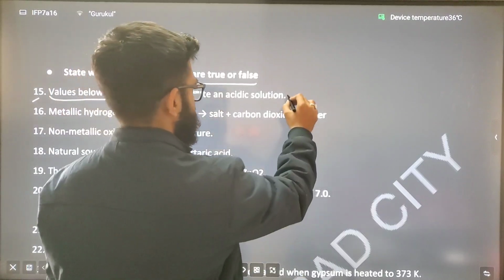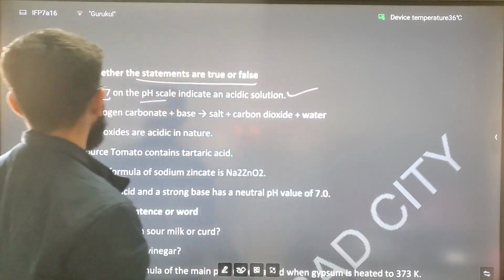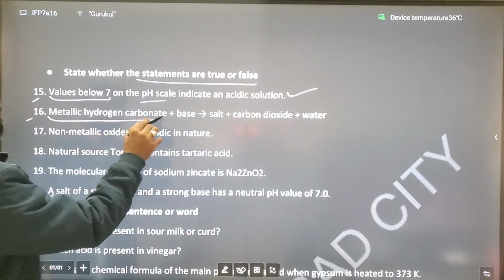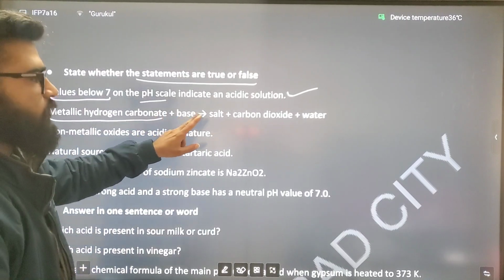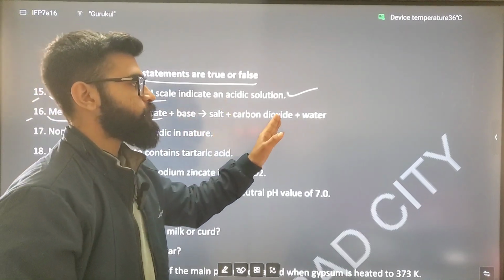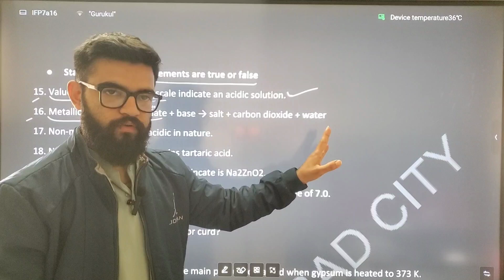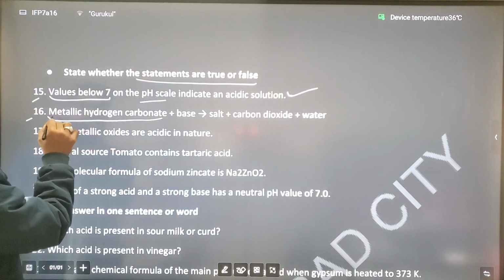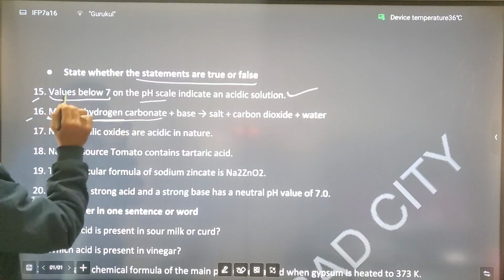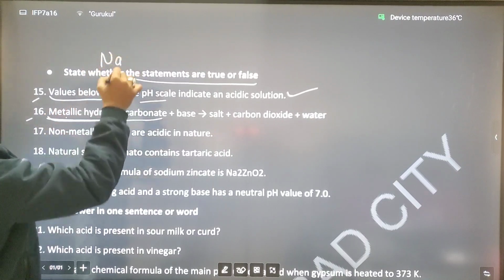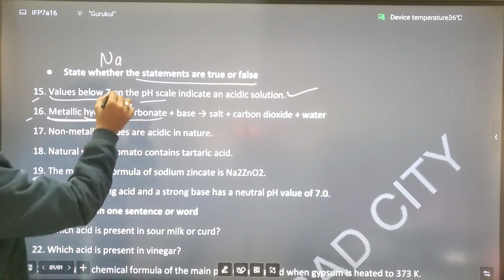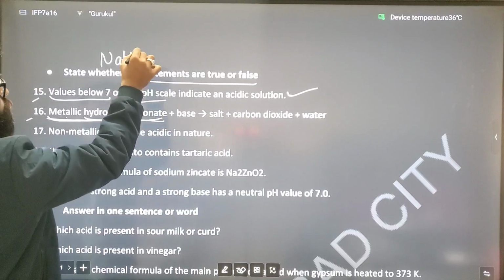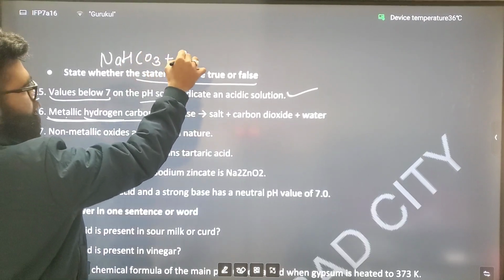The answer is yes. True. Metallic hydrogen carbonate plus base gives salt plus carbon dioxide plus water. Is it true or false? To get the answer, let's check. Metallic hydrogen carbonate. Metallic, which means any metal. Let's take sodium. Hydrogen, which means hydrogen, and carbonate CO3, plus base.